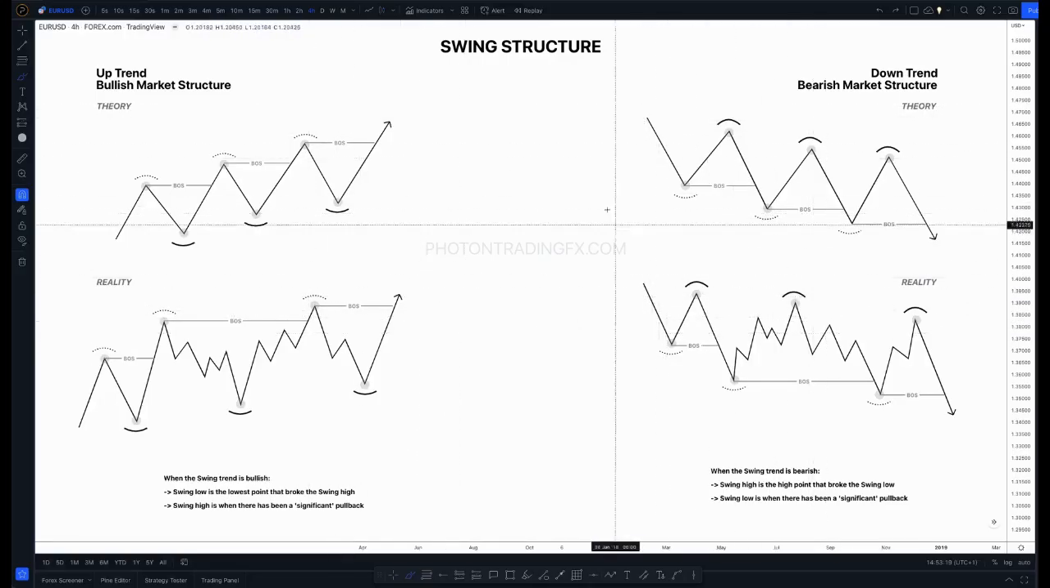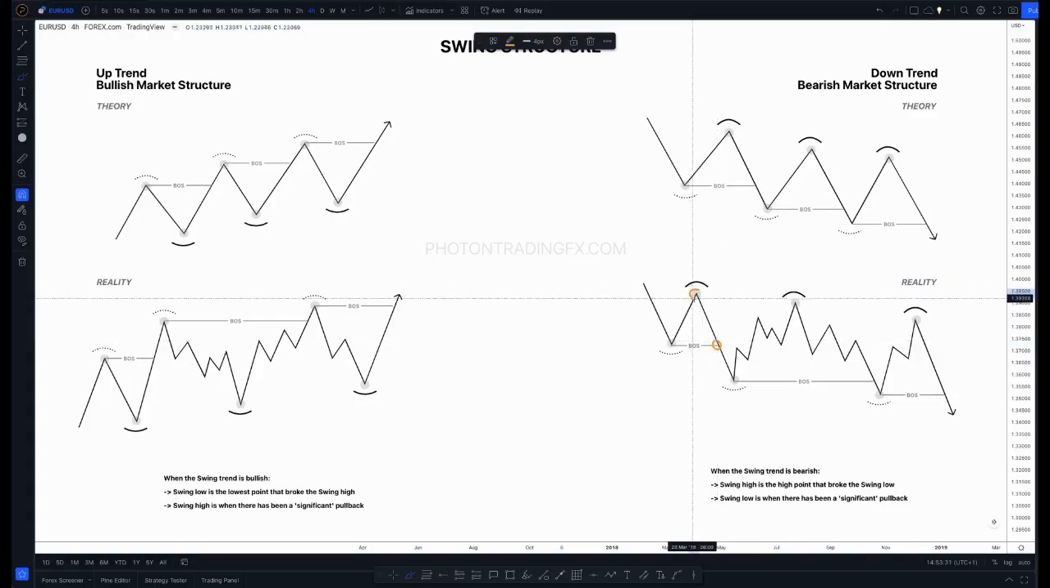And then obviously the exact opposite for when the trend is bearish. So when we get that breaker structure, we expect this swing pullback, right? So at that exact moment that you get that breaker structure, we know where the high is. It's the highest point that broke the low, right? There's no ifs, buts, or maybes.